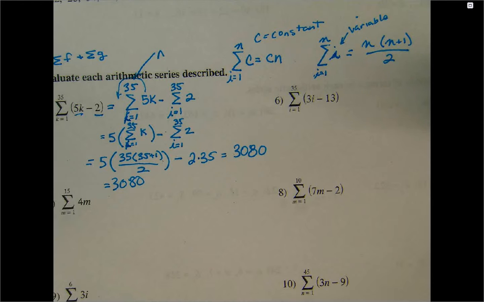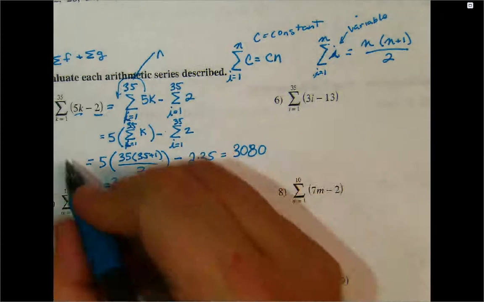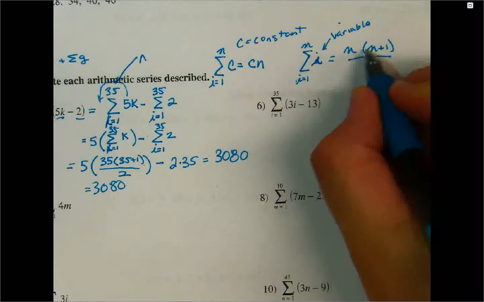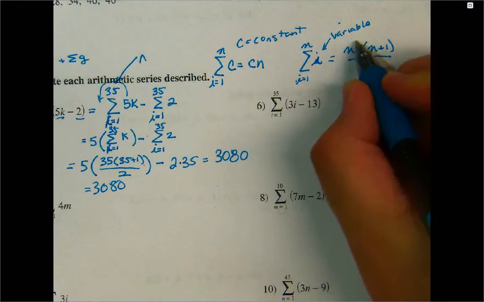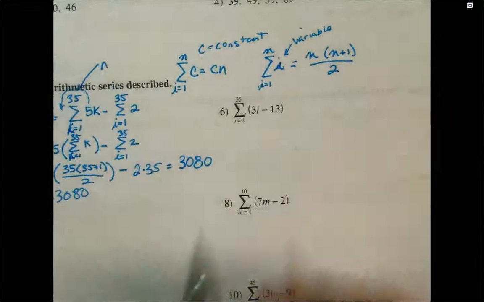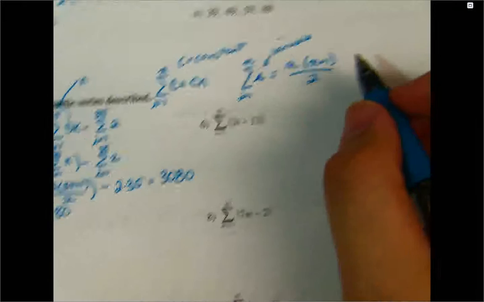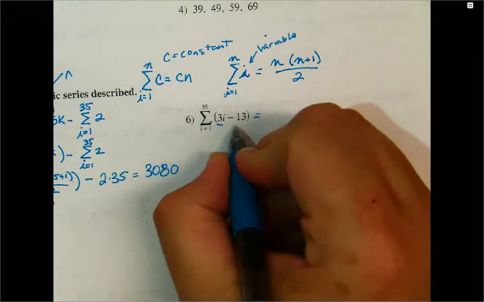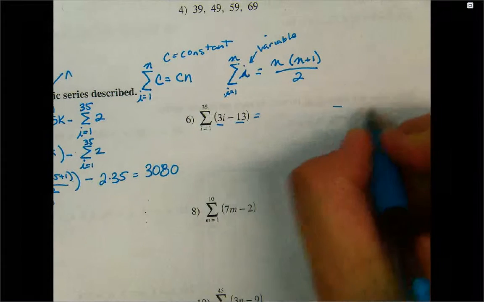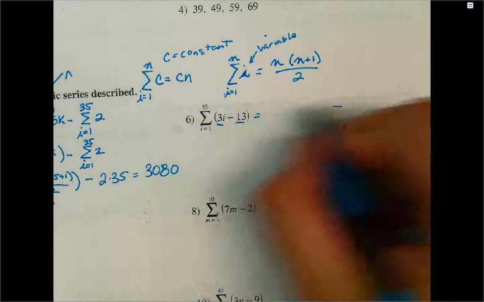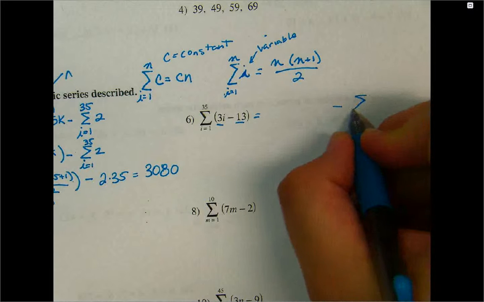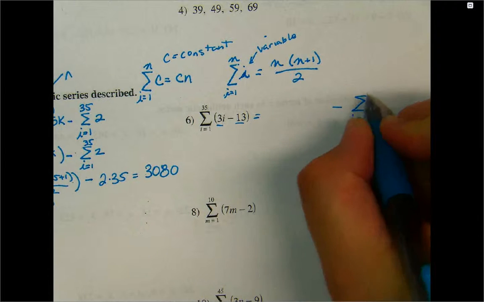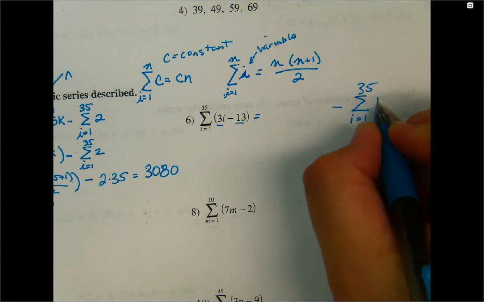Okay, gotcha. Alright, now, let's just go through and rewrite this. Now, there's 2 terms. So I'm going to have 2 summations. Now, I look at the last one. This is just going to be the summation of i equals 1 to 35 of 13. Now, how can I rewrite the summation of 3i? You take the 3 out and put it in front.